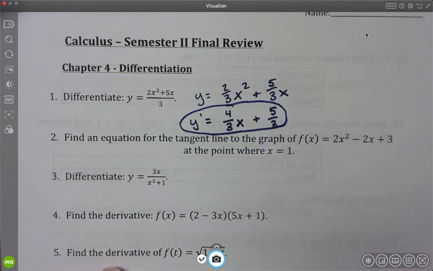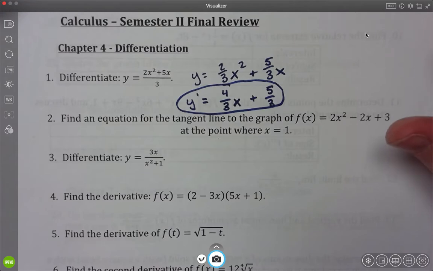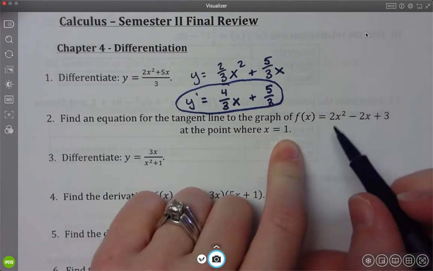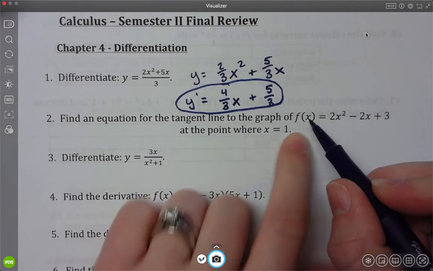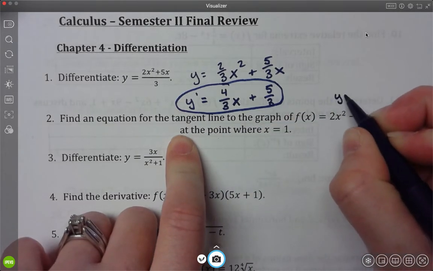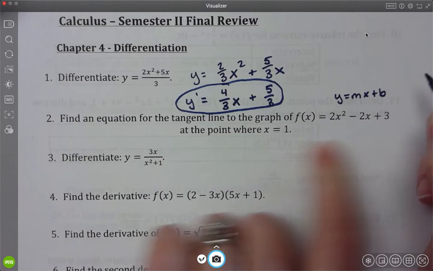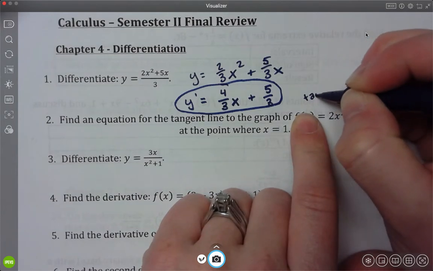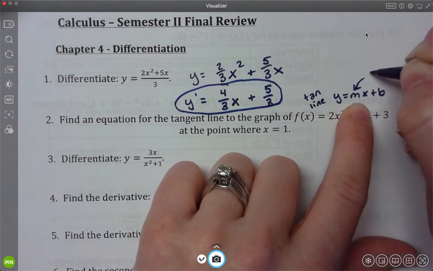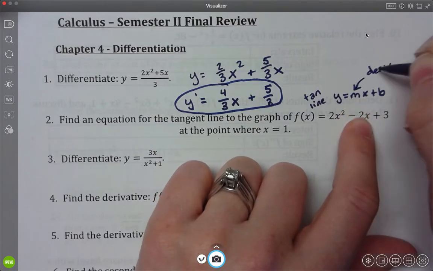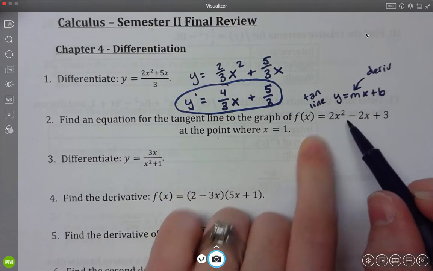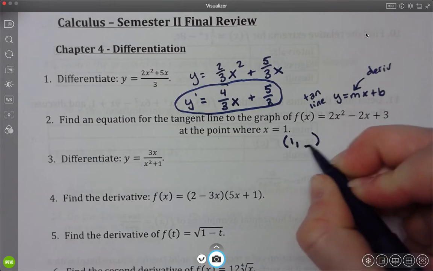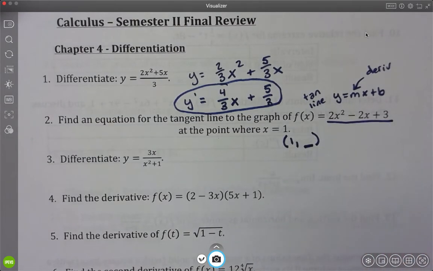All right, the second one: find an equation for the tangent line of the graph of that function at the point x equals 1. The equation of a tangent line is y equals mx plus b. When we take the derivative of something, that gives us the slope of our tangent line. So this m will be the derivative of the equation they give me. That's the slope of the tangent line. It tells me at the point where x equals 1. Well, if x equals 1, let's figure out what the y coordinate is by plugging it into the original, because we really need 2 points.